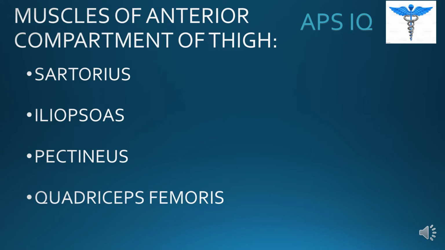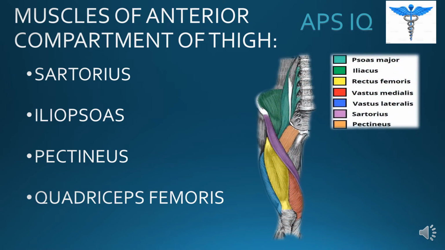Here you can see the four muscles sartorius, iliopsoas, pectineus and quadriceps femoris are the muscles in the anterior compartment of thigh. The quadriceps femoris are four in number and that are rectus femoris, vastus medialis, vastus lateralis and vastus intermedius. So this was all about the muscles in the anterior compartment of thigh.